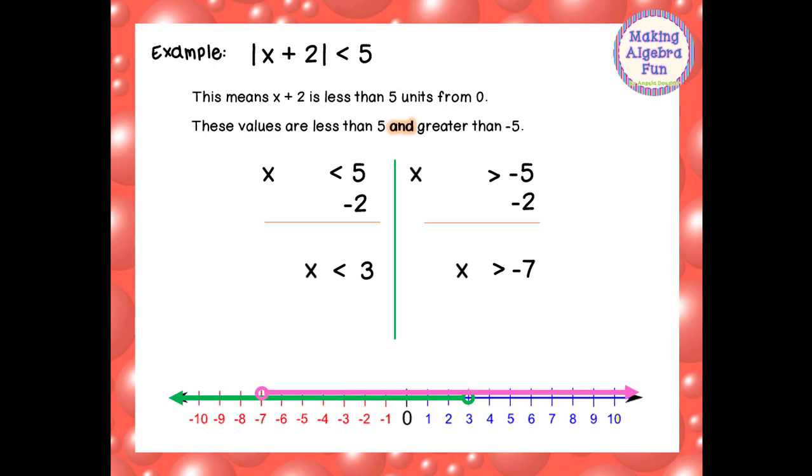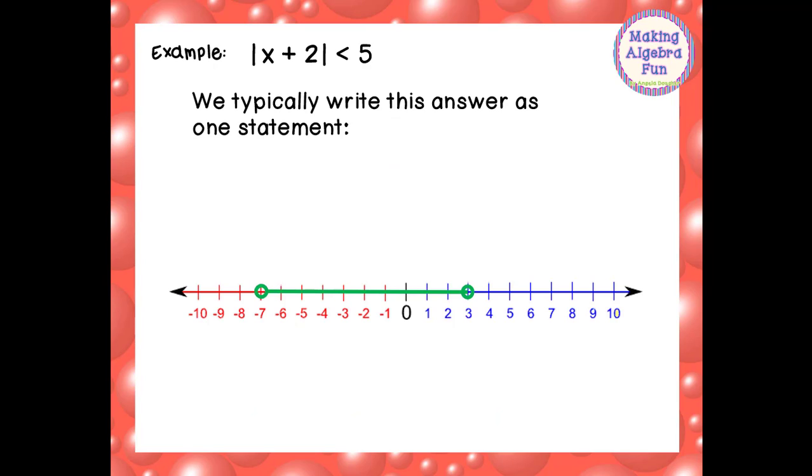But because of the word "and," we have to consider where you see both colors, or where both conditions are met. So in other words, our graph's going to stop there. We're going to have from -7 to +3. And we typically write this answer as one statement: -7 is less than x, which is less than 3. Or in other words, x is between -7 and +3.